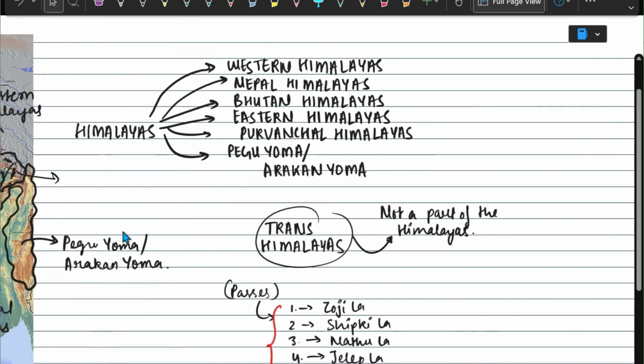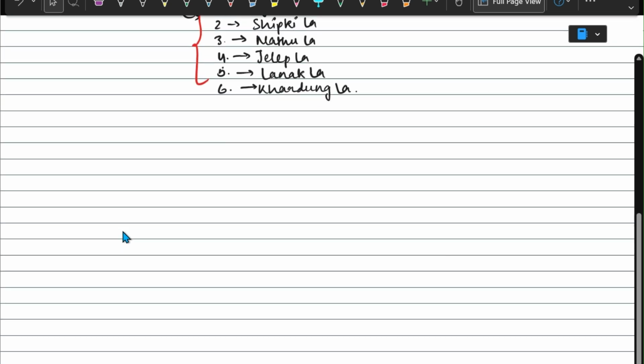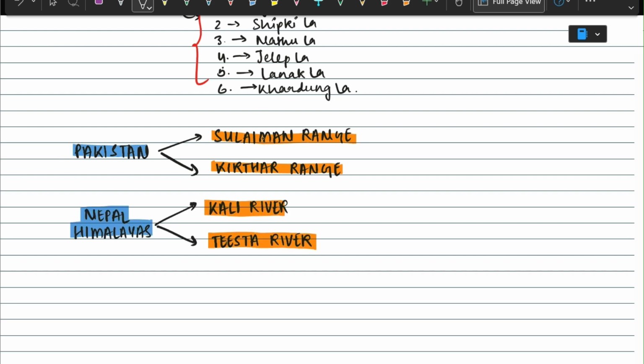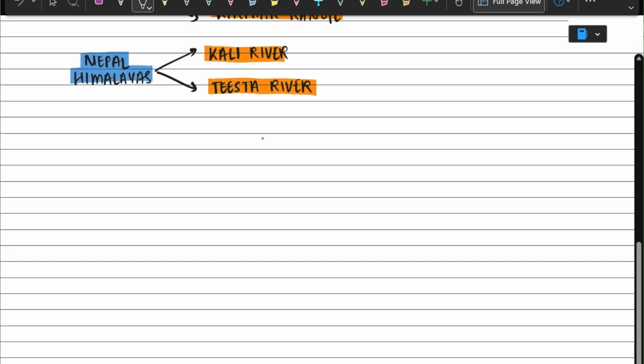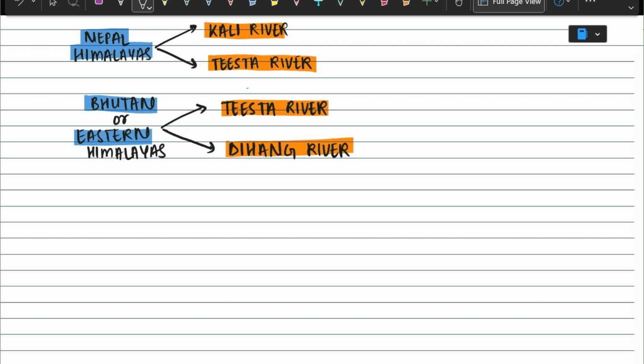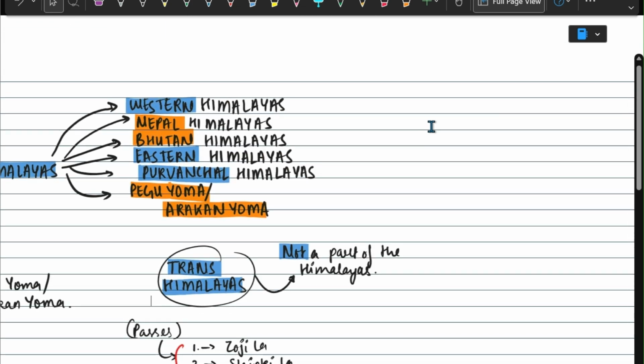And next, I wanted to understand this, which is the Pakistan Himalayas, present between the Suleiman range and the Kirthar range. In the Nepal Himalayas, that is present between the Kali River and the Tista River. Then we have the Bhutan Himalayas or the Eastern Himalayas, which is present between the Tista River and the Dihang River. Moving further, we have the Purvanchal range that is present after the Dihang River and is also known as the easternmost.